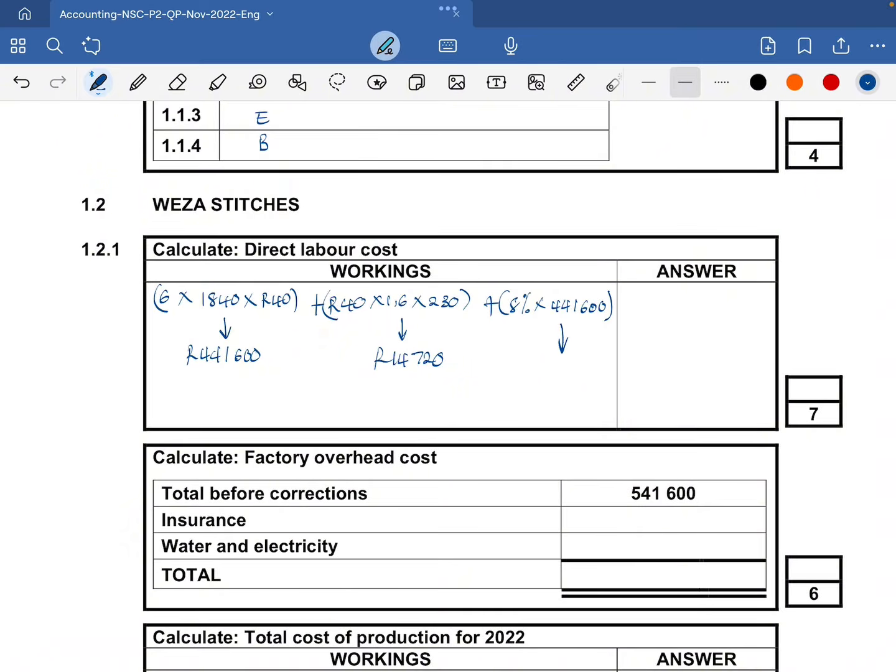Okay, so 441,600 times 8% is 35,328. And then when you combine all of this, let's quickly see what it gives, which is 491,648. So that's 491,648. Right, so that's your direct labor cost.